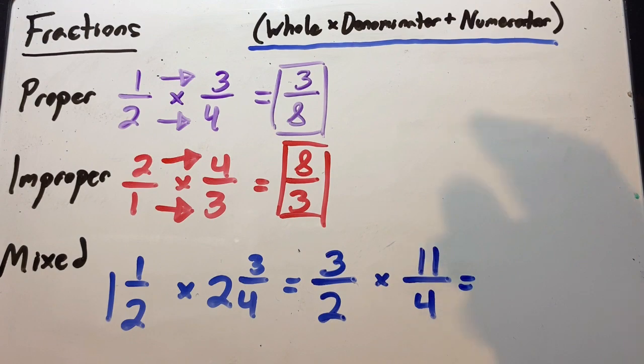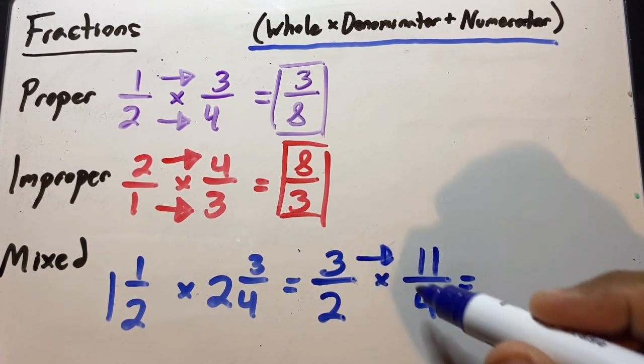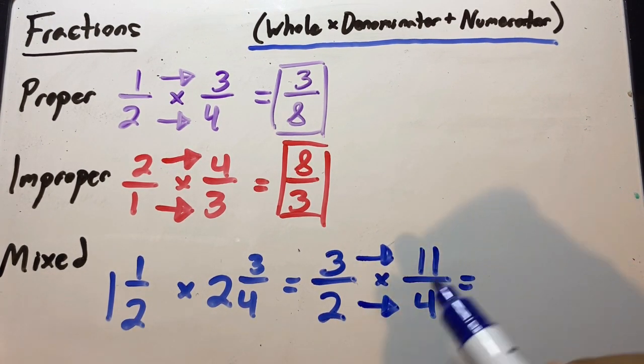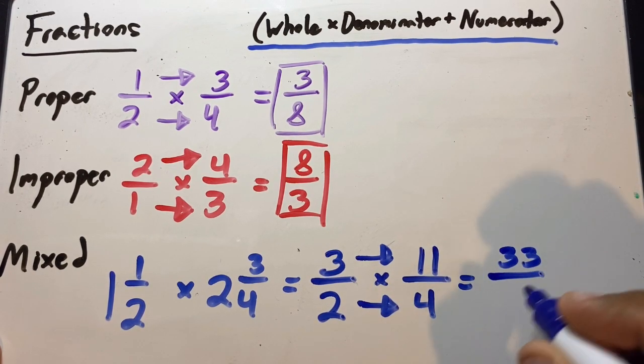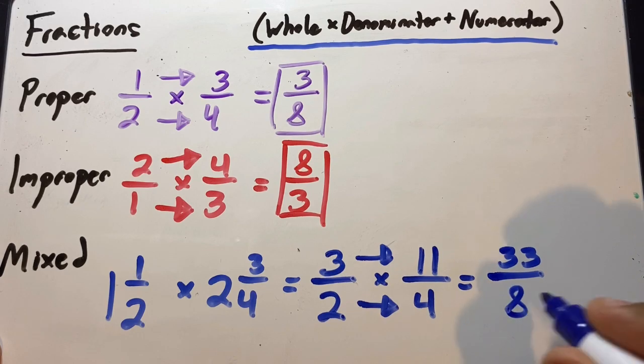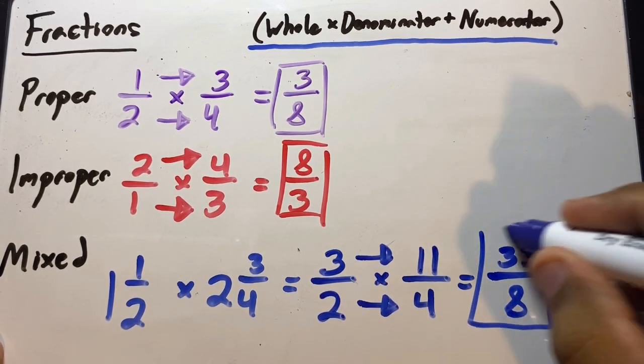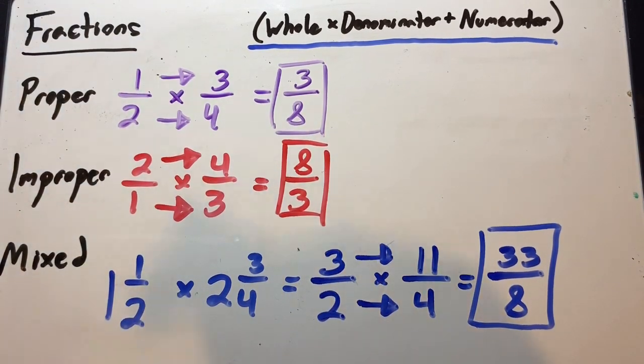Now we can multiply normally. So we'll do 3 times 11 and then 2 times 4. 3 times 11 is 33. And then 2 times 4 is 8. And there you go. That's how you solve it.